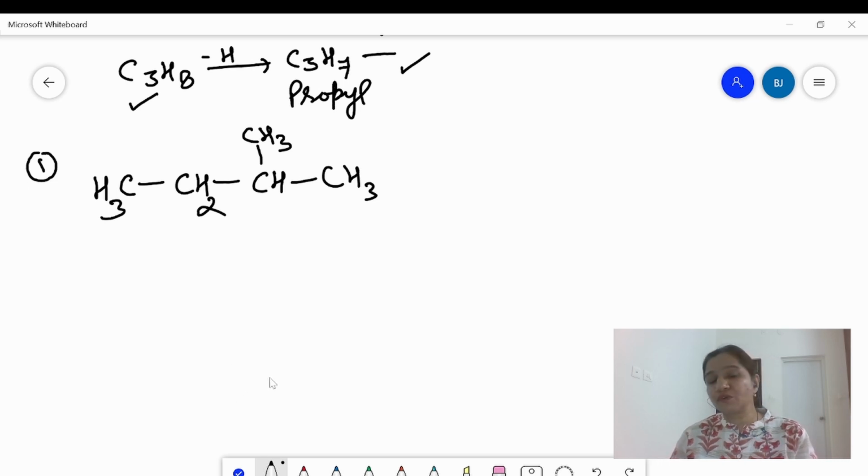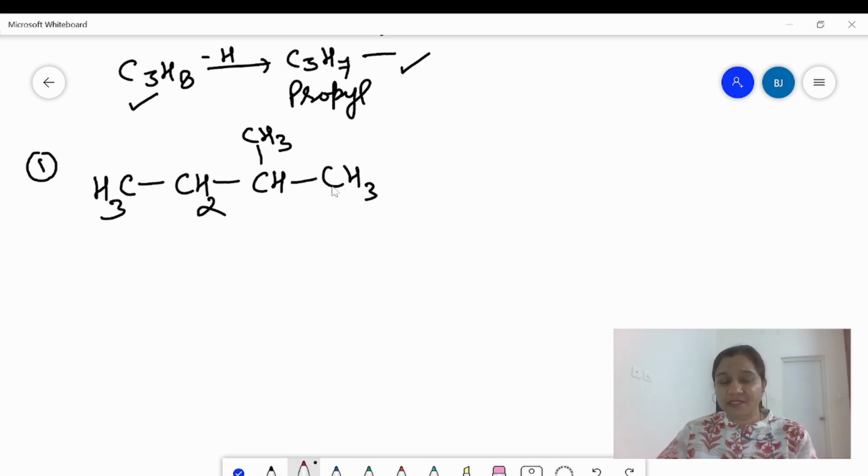So the first rule for naming the compound is you need to select the longest chain. What did I say? The first rule is to select the longest continuous chain of carbon atoms. Right, longest continuous chain of carbon atoms. So what is the meaning of longest continuous chain?